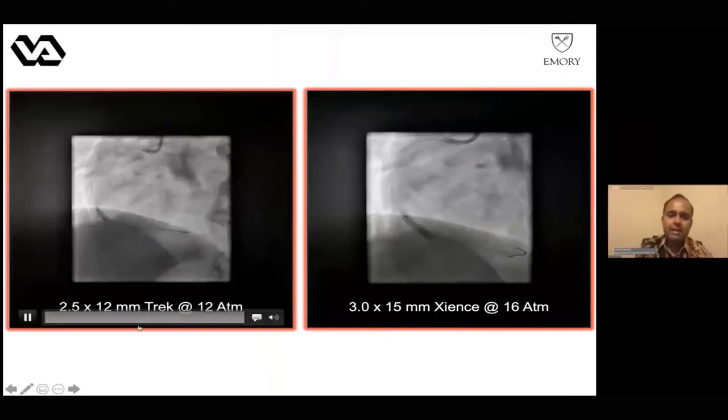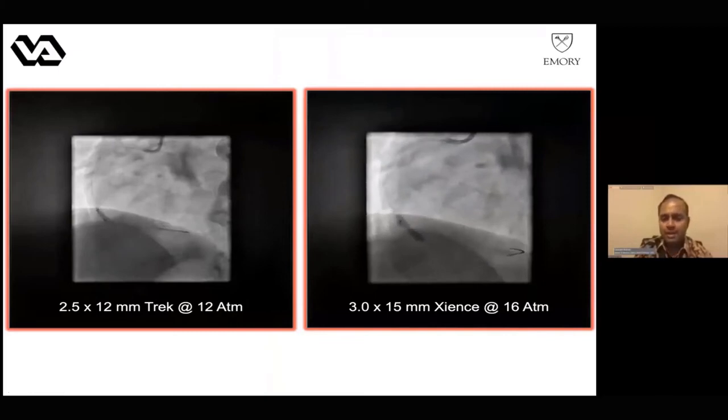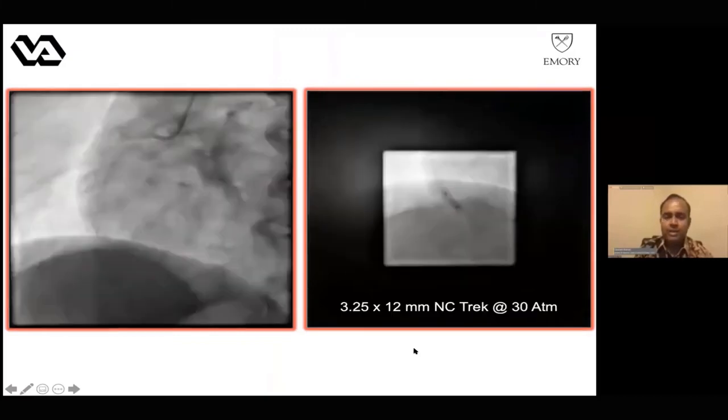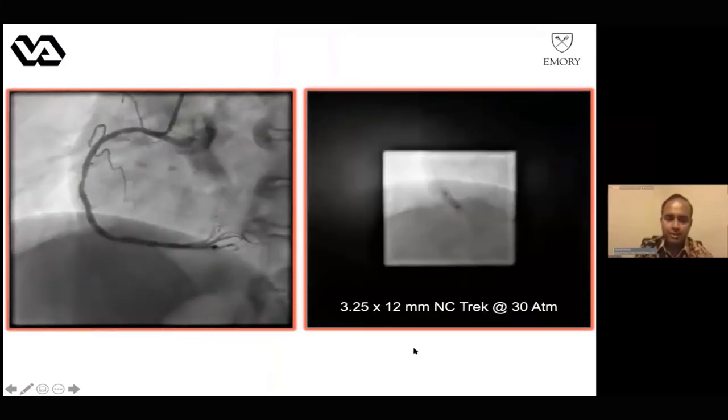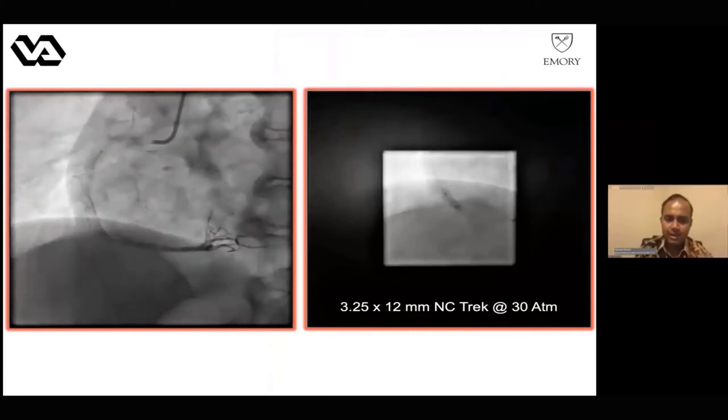He pre-dilated this distal RCA in-stent restenotic lesion, which was thought to be at the edge or close to the edge of the previous stent, with a 2.5 by 12 Trek balloon at 12 atmospheres, and then stented it with the 3.0 by 15 Zions at 16 atmospheres. As you can see, there's a little bit of waist in that balloon, which was recognized by this operator. And you can see the overlap stent there with the little waist.